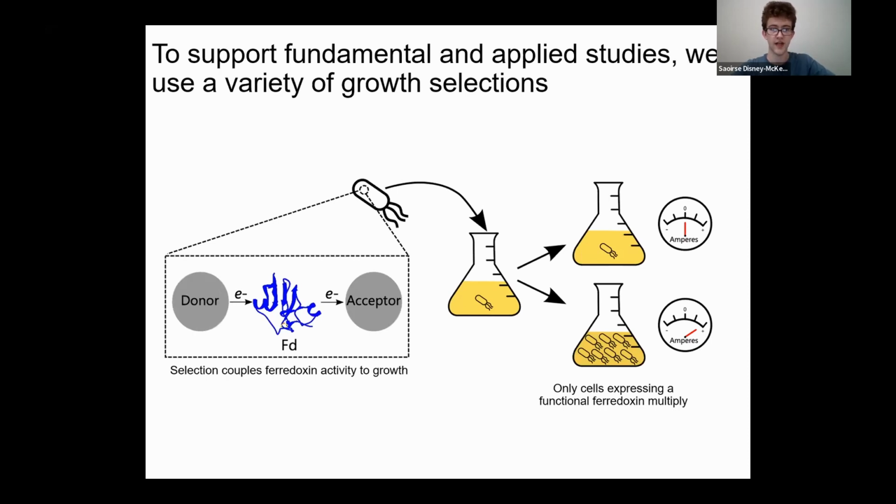And for this study, in addition to other fundamental and applied studies, we tend to use growth selections, which allow us to couple the function of a particular electron transfer protein to cell growth. Shown here is an older figure from ferredoxin studies that we've done in the past, where a cell is only able to grow if it is expressing a functional protein electron carrier that is able to conduct electrons from a donor to an acceptor. Only the cells that are expressing a functional ferredoxin in this case will be able to multiply. And if you sequence the resulting culture, then you'll be able to see which proteins are the most active.